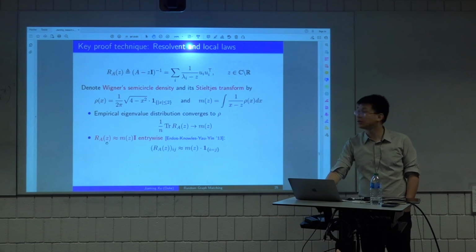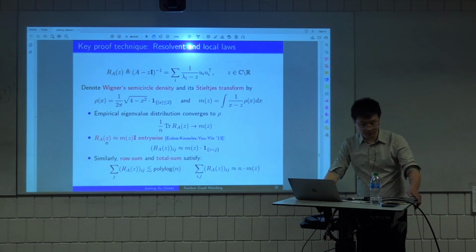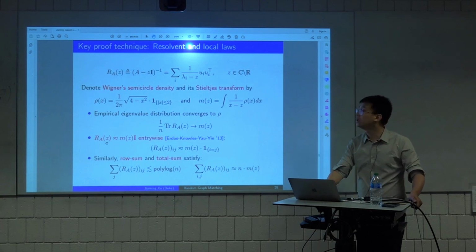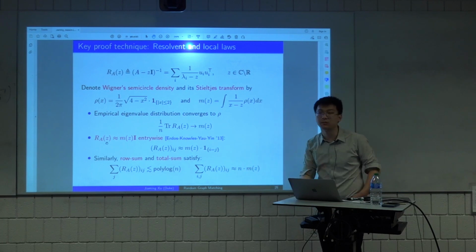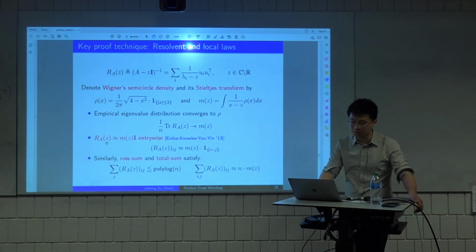Good. Question? Is the entry-wise bound uniform over i, j or something? Yes, I think they actually proved that. Uniformly for all i, j, and they can even prove it uniformly over z in a certain range, if I remember correctly. It's actually a pretty strong statement.